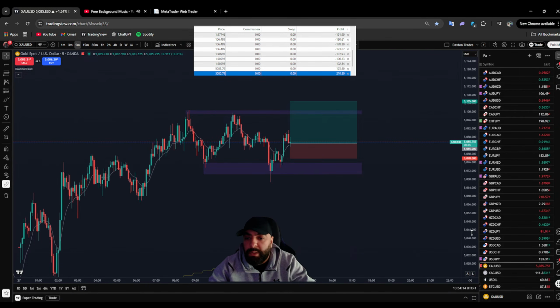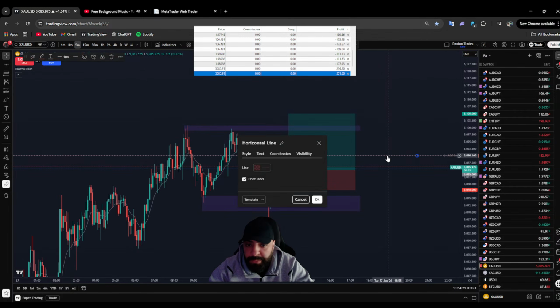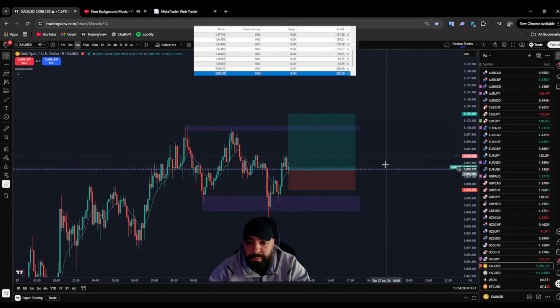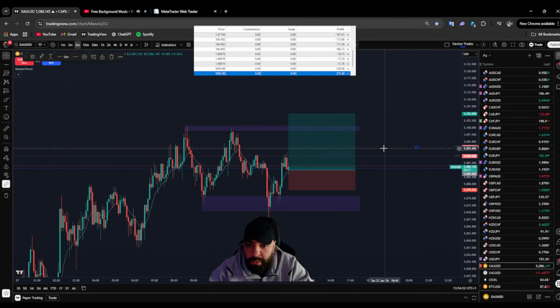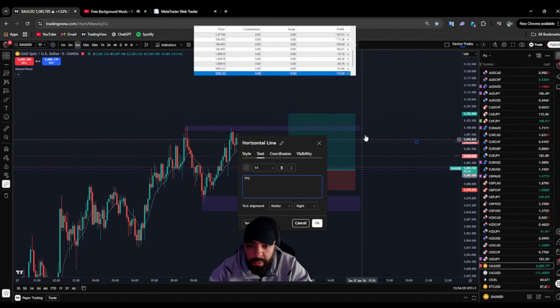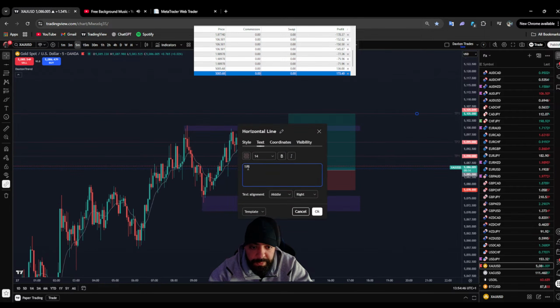So let's get the levels. TP1 will be at 90 for 50 pips. This is the TP1 at 90. Sorry, the second one will be at 95. This is the TP2. And the last one will be at 05. This is the TP3.